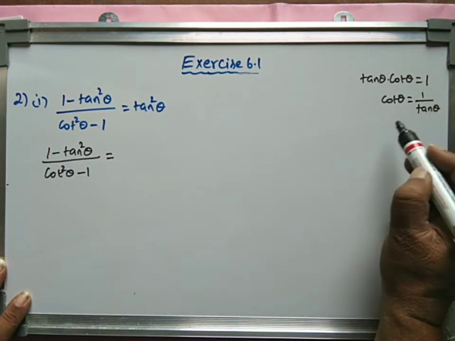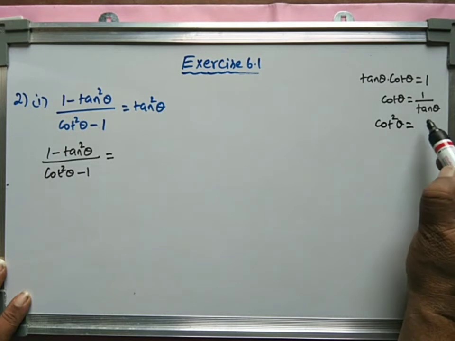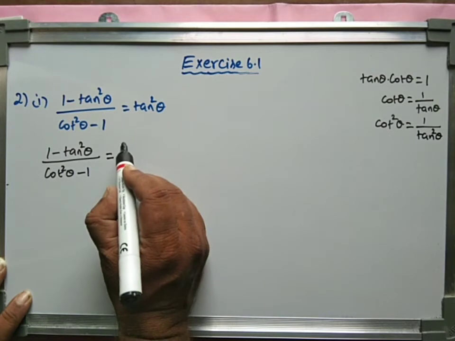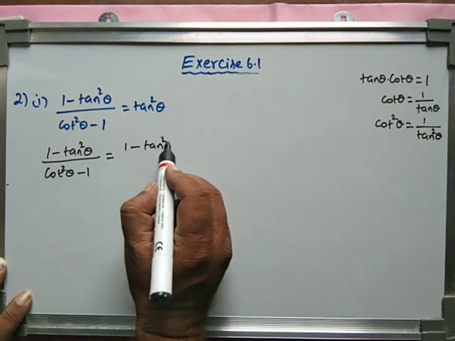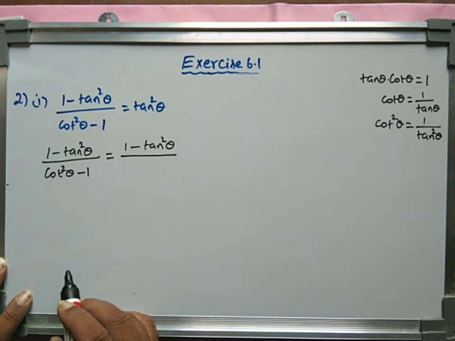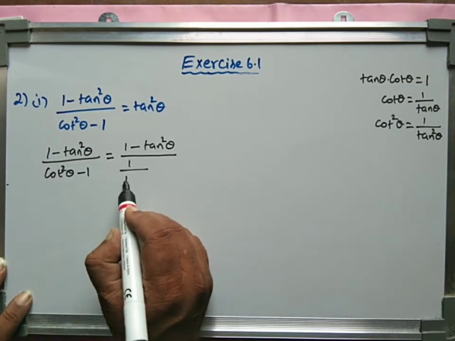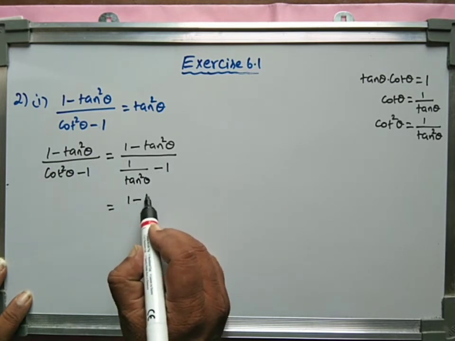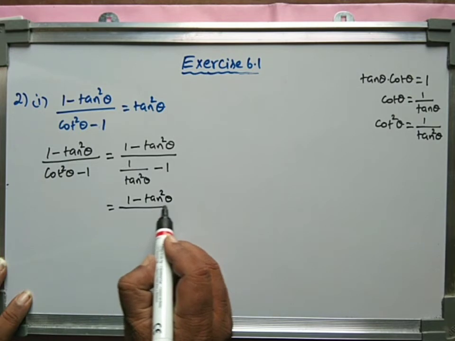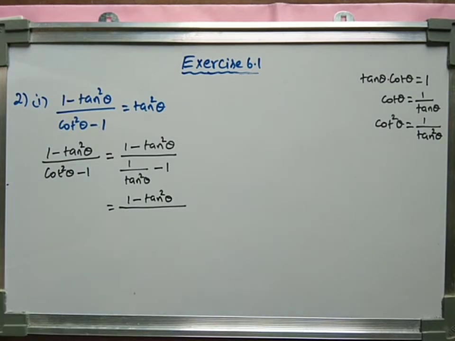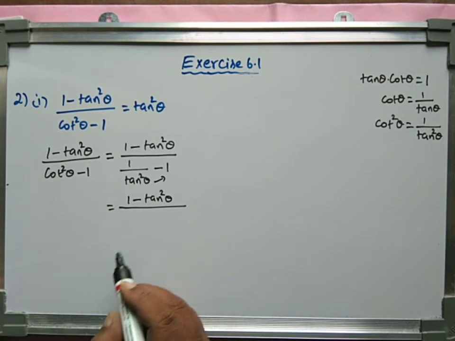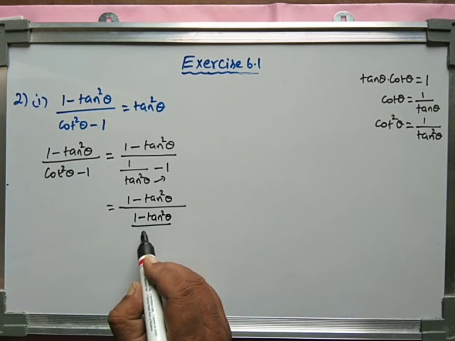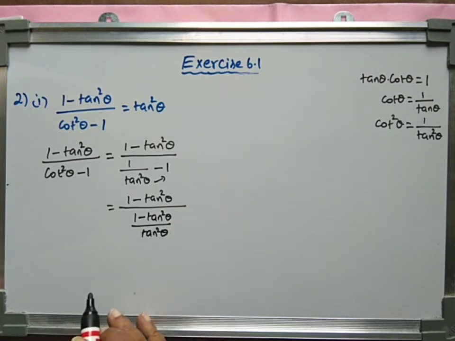When cot theta equals 1 by tan theta, cot square theta will be 1 by tan square theta. So here the problem changes as 1 minus tan square theta by, in cot square theta's place I write 1 by tan square theta, minus 1. Now in numerator there is no change. We write as it is 1 minus tan square theta. And in denominator here we have to do cross multiplication. On doing so I get 1 minus tan square theta divided by tan square theta.